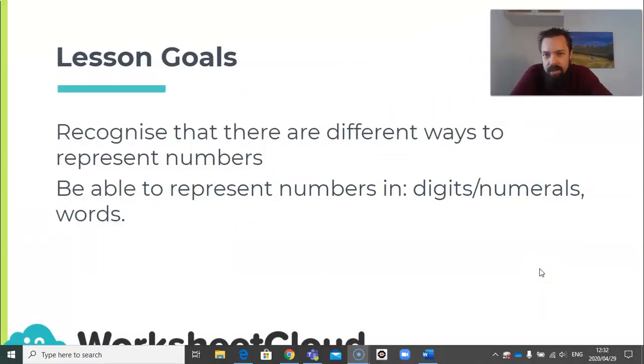So, lesson goals: recognize that there are different ways to represent numbers and be able to represent numbers in digits or numerals. That means the same thing, and words. I do have expanded notation on the slide as well, but I suspect we're not going to get to that if I want to cover the other two in a way that's going to make sure that you've got it.